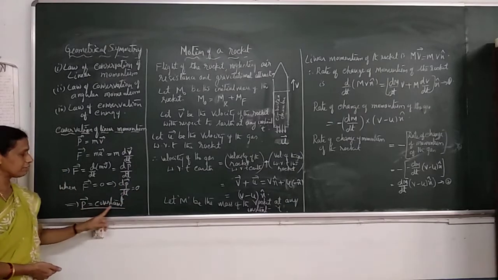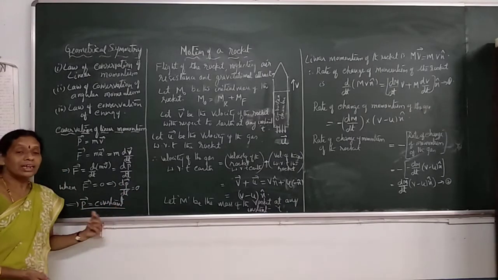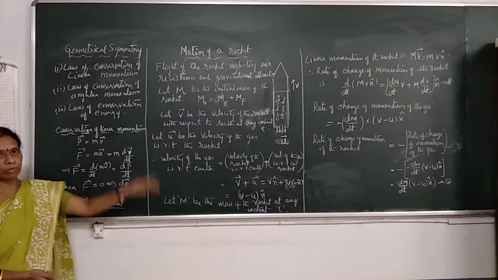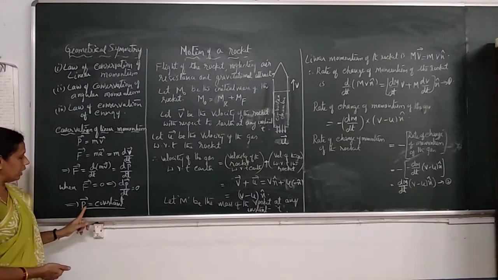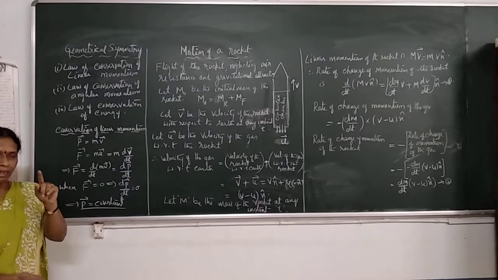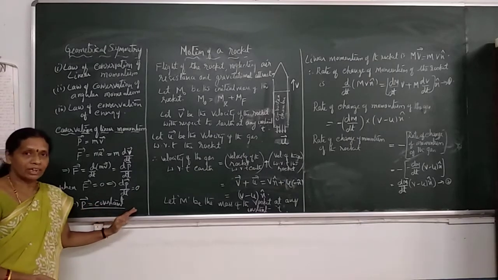So that p vector is a constant. P vector constant, linear momentum is constant, and this is called conservation of linear momentum. This is how you can show that in the absence of an applied force, the momentum of the body remains constant. That is, momentum is conserved.